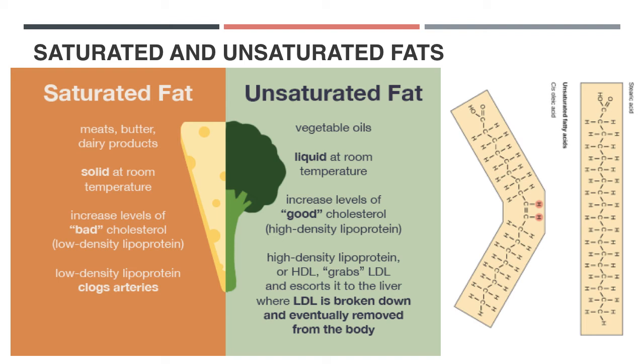Unsaturated fats, because they're kinked, can't really get close together, and that makes them liquid at room temperature. Examples of unsaturated fats are things like vegetable oils. These have been shown to increase the HDL lipoproteins, which take the cholesterol from the blood and bring it down to the liver.